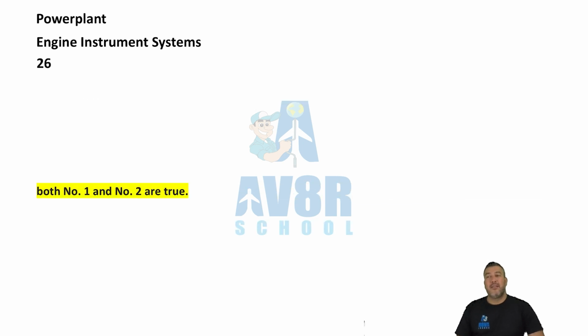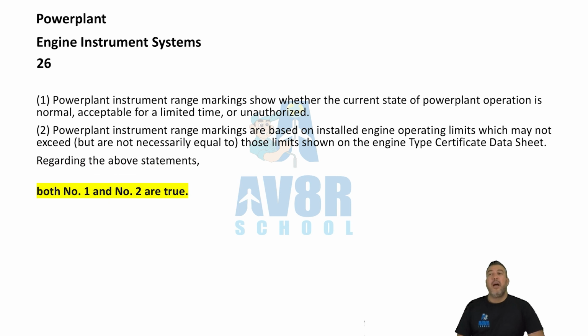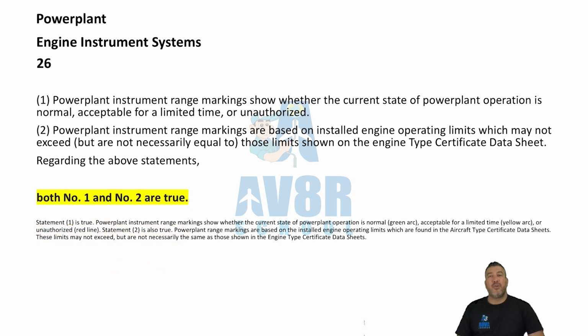Number 26: both number 1 and number 2 are true. Power plant instrument range markings show whether the current state of the power plant operation is normal, acceptable for a limited time, or unauthorized. That is true. And the second one says power plant instrument range markings are based on installed engine operating limits, which may not exceed but are not necessarily equal to the limits shown on the engine type certificate data sheets. So they are both true.